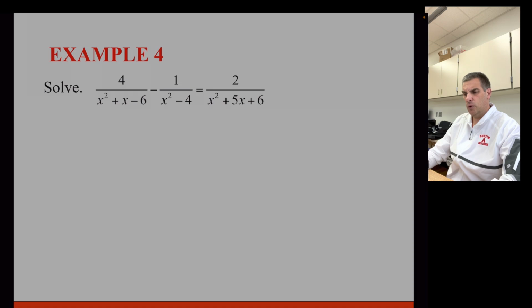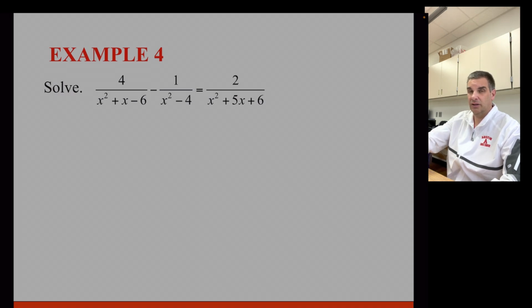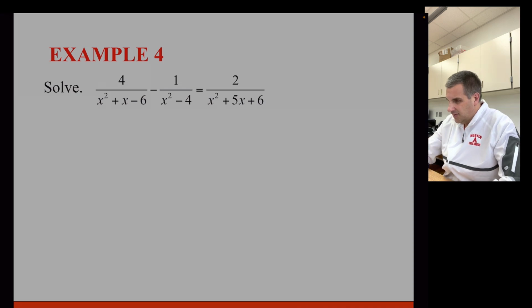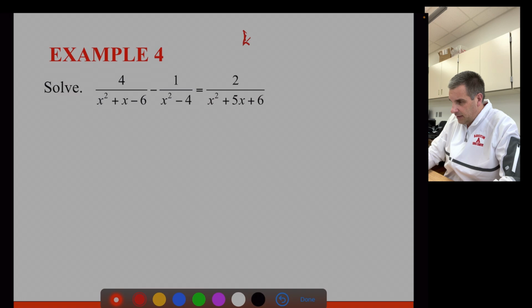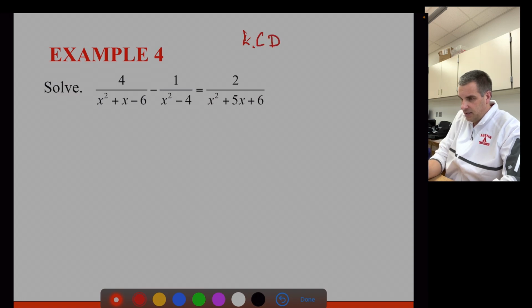So we've got 4 over x squared plus x minus 6 minus 1 over x squared minus 4 equals 2 over x squared plus 5x plus 6. This is going to be a long one. All right, so step 1. I'm going to find the least common denominator. That means I need to factor.